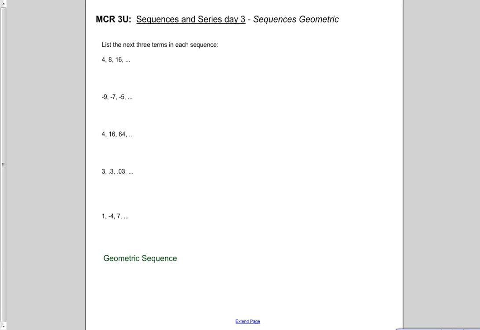Hello, grade 11s. We're on our third day of sequences and series. Yesterday we looked at arithmetic sequences, which is where a sequence goes up by a common difference. So you're adding the same thing to a term to get the subsequent term. And we also looked that sequences are patterns of numbers that go up in a predictable way. So let's make sure that these sequences are in fact sequences and determine whether they're arithmetic or something different.